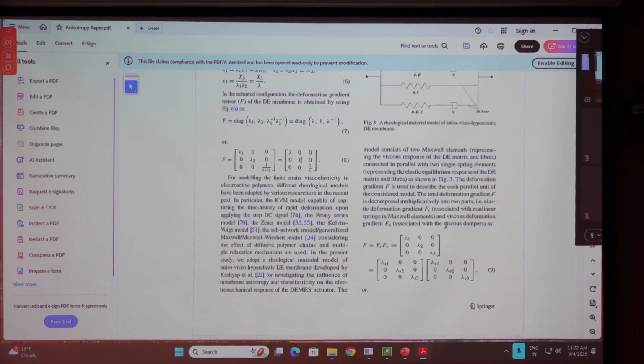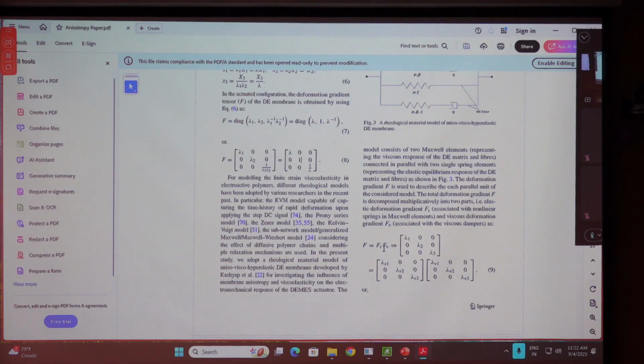Fine. Now the concern is your deformation gradient. You have to decompose it multiplicatively. So why multiplicative decomposition? Is there any reason you can tell? F is now decomposing into two parts, elastic and viscous, Fs and Fv. Why multiplicative? We could have addition also, we could have subtraction. Why have we done multiplicative decomposition? Anything you can think about it?